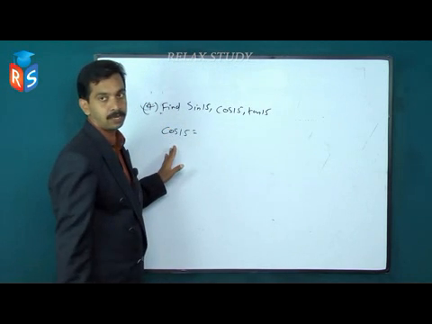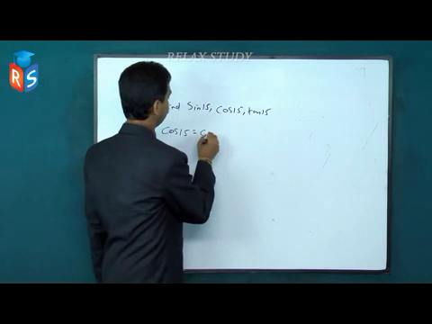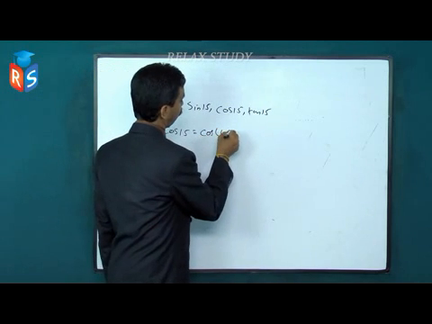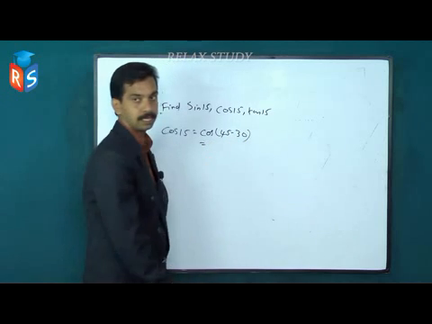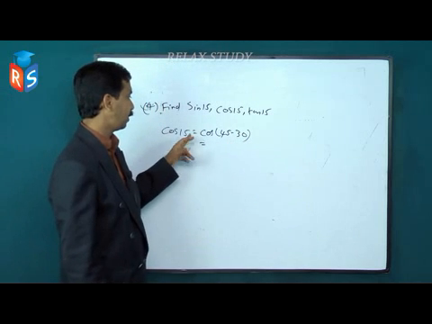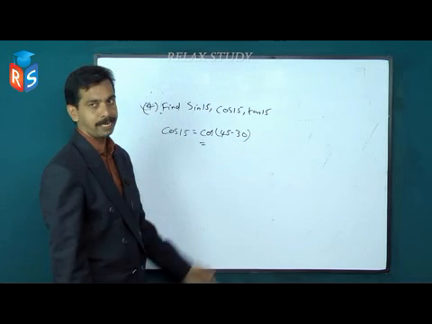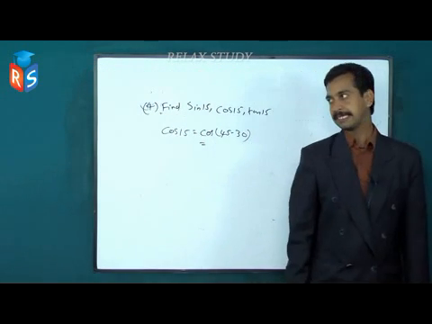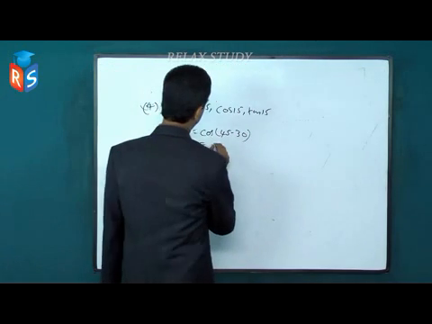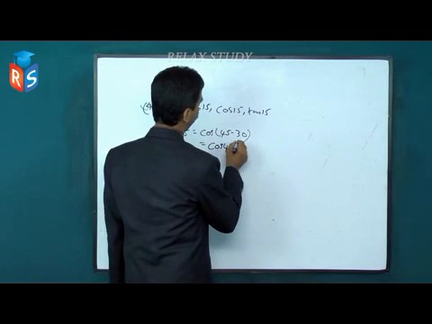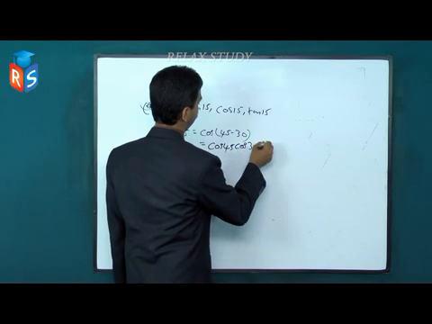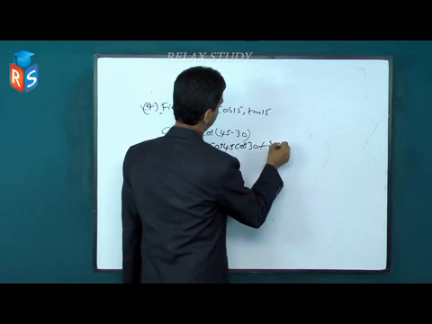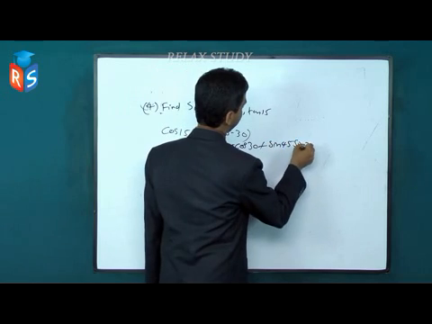Cos 15. Cos 15 also we can take as cos of 45 minus 30. Cos of A minus B. Cos of A minus B equals cos A cos B plus sin A sin B. So, cos 45 cos 30 plus sin 45 sin 30.